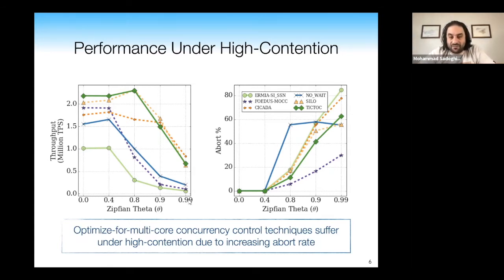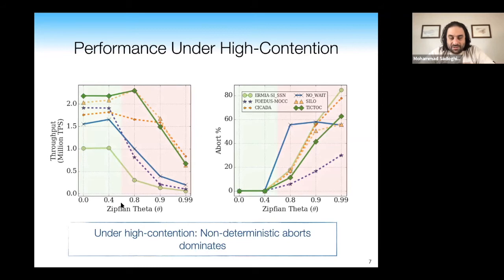But at the other end, it is very skewed: only a very small number of records are accessed by all the transactions. So of course, high contention here, very low contention here. And we see that as we increase the contention, there is a huge drop in performance. Really, after the Zipfian distribution passes a certain theta, or basically when the active set, meaning the hot set of records being accessed by the majority of the transactions, becomes small enough, then the performance hugely deteriorates.